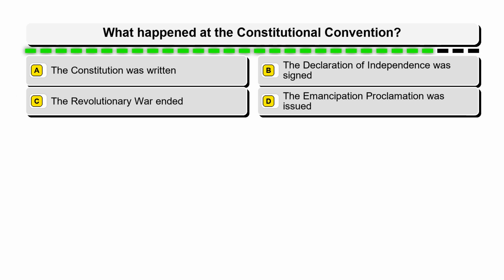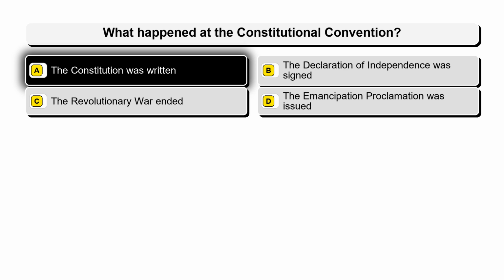Question 15. What happened at the Constitutional Convention? Option A, the Constitution was written. Option B, the Declaration of Independence was signed. Option C, the Revolutionary War ended. Option D, the Emancipation Proclamation was issued.